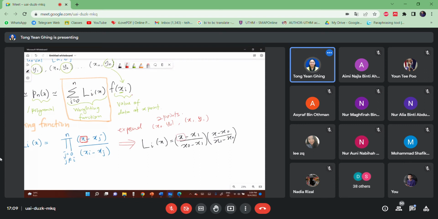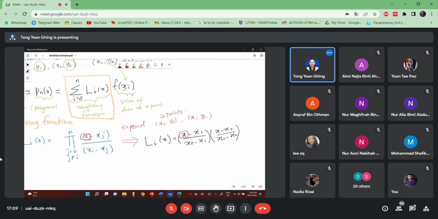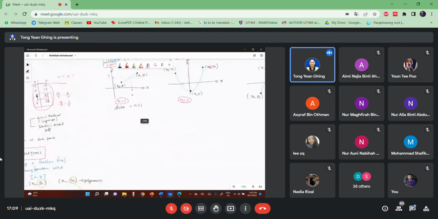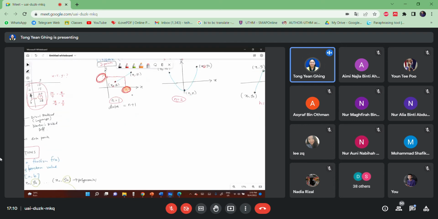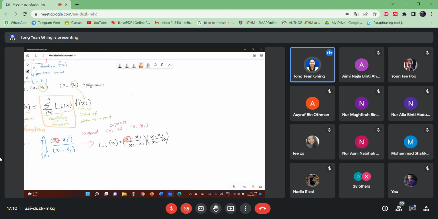This x we don't know. For example, let's say here we have two points. Now x I know, okay? But I don't know this value. So now I want to find this value. So at this x, I will put here x minus xj. So xi minus xj?